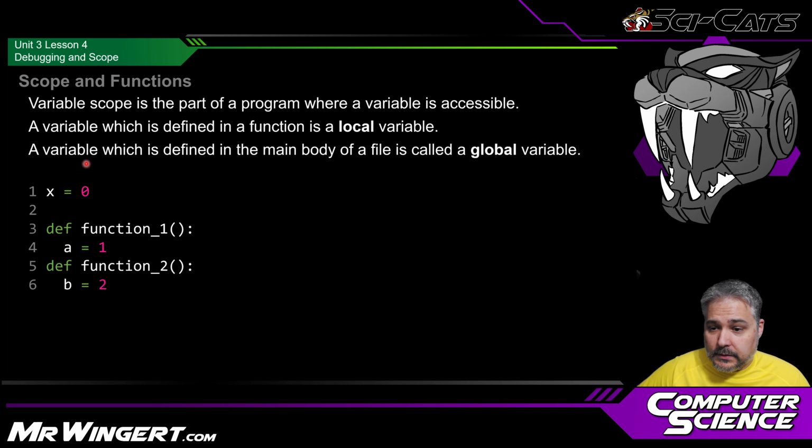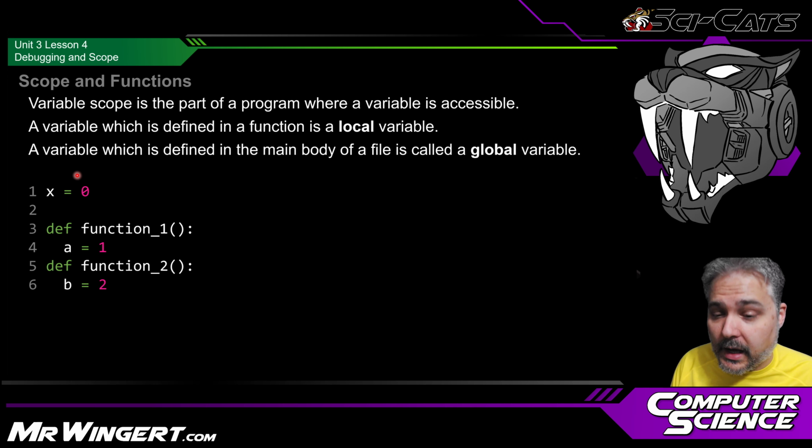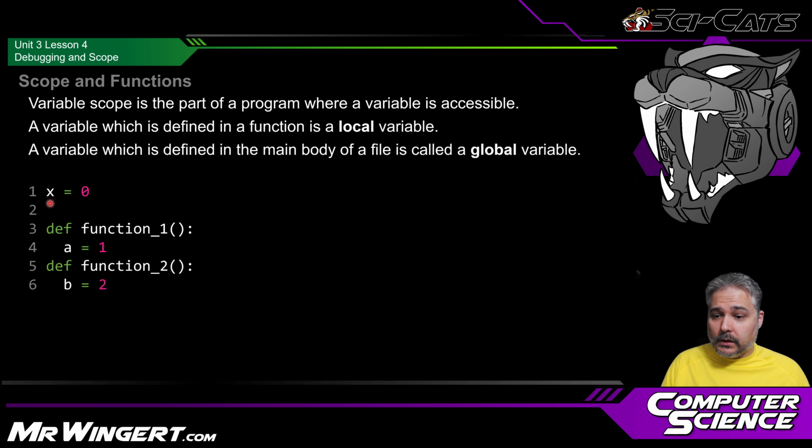So what does that mean? Well, here I have a function and a function's down here. This x up here is outside of the function. It is in the body of the function. I'm sorry, the body of the program. So therefore, this on line 1, x equals 0. Well, x is being set to 0. That's a global variable.